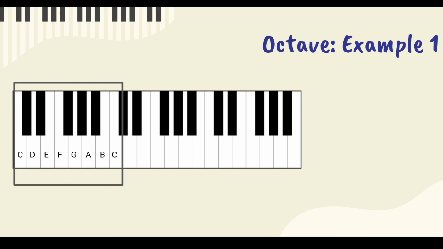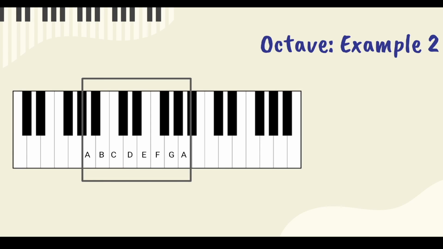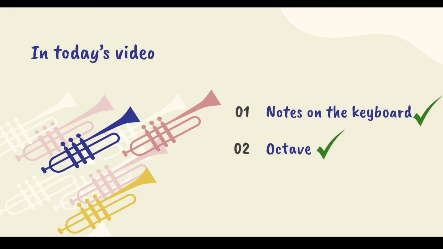So let's look at another example. If I start on another note, for example, if I start on A and I count up, that would be the same thing: A, B, C, D, E, F, G, A. And can you count how many notes there are in one octave? Yes, there are 8 notes in one octave. So in this lesson today, we have looked at two things. First, the notes on the keyboard and how to find them. And the second is what is an octave.